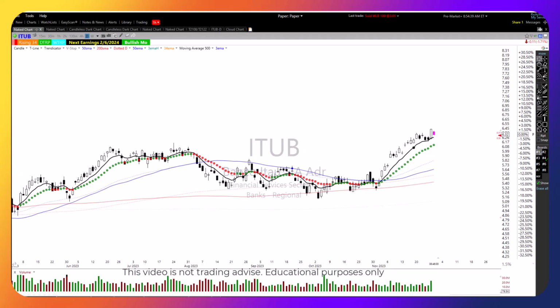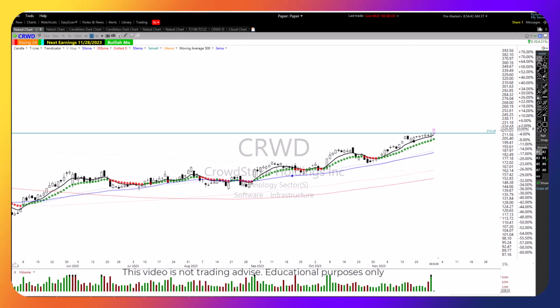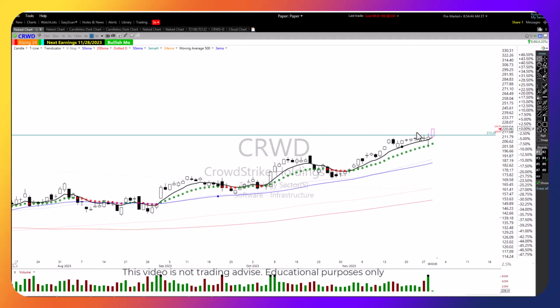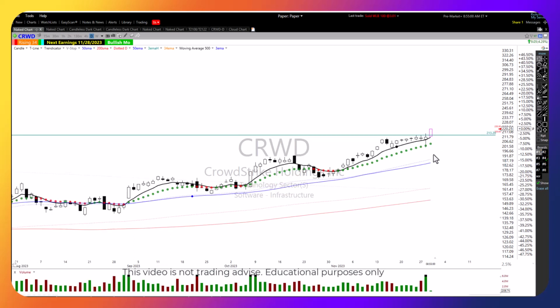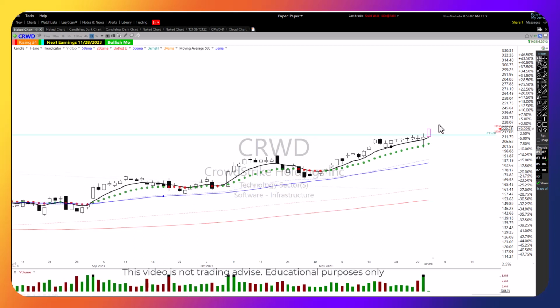Let's look at iTub. I'm just going to run through a couple of these. There we go. Let's look at Crowd. See how Crowd's breaking out? That's a sign that Crowd wants to go higher. That's what a breakout means. It means I want to go higher. I want to leave home. I'm tired of picking up my dirty clothes. I'm tired of making the bed. I'm tired of my sister picking on me. I want to leave home. That's what it means.